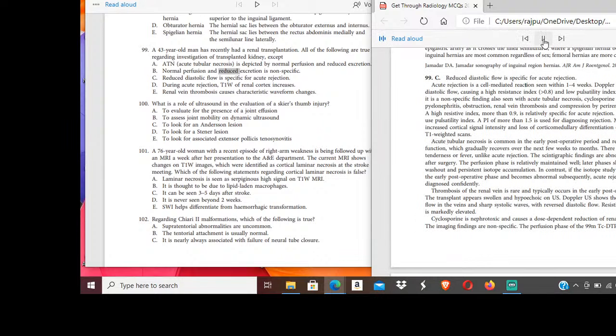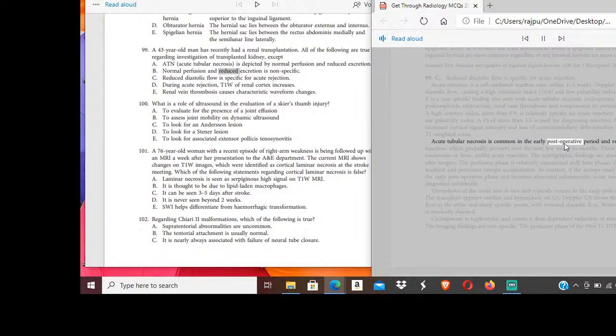Acute tubular necrosis is common in the early postoperative period and results in reduced function, which gradually recovers over the next few weeks to months. There is no graft tenderness or fever, unlike acute rejection. The scintigraphic findings are abnormal immediately after surgery. The perfusion phase is relatively maintained well. Later phases show slow washout and persistent isotope accumulation. In contrast, if the isotope study is normal in the early postoperative phase and becomes abnormal subsequently, acute rejection can be diagnosed confidently.